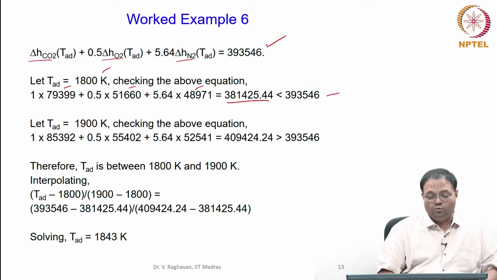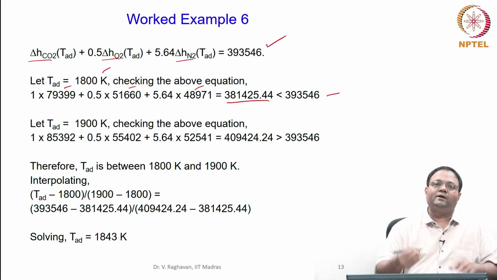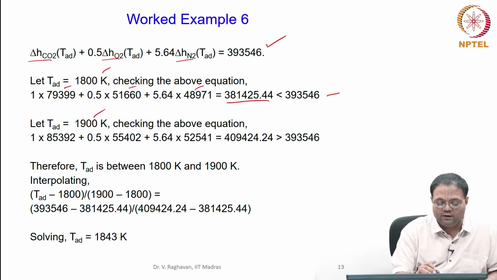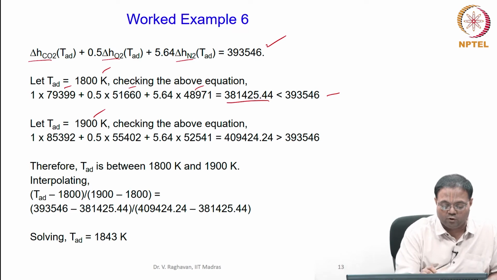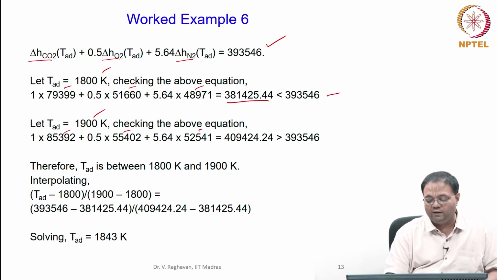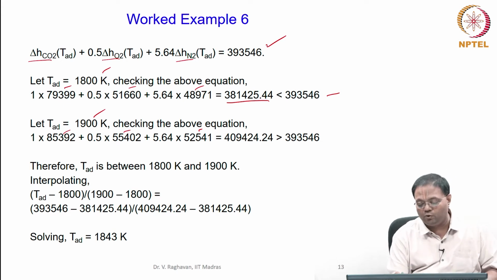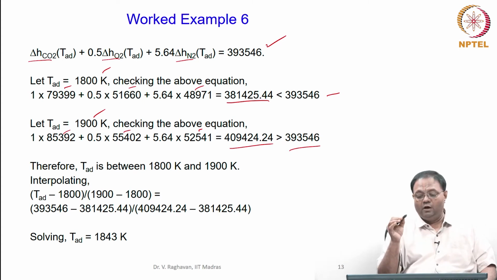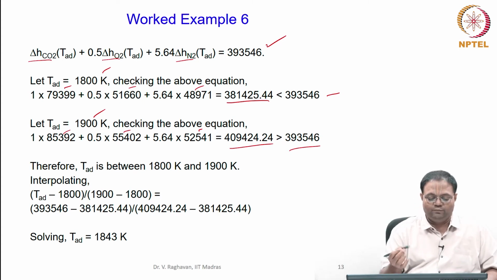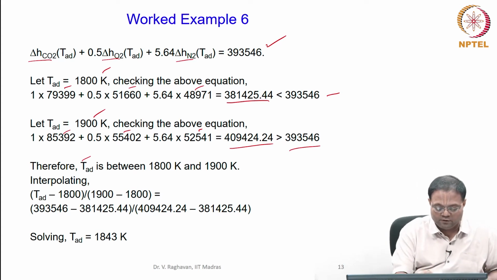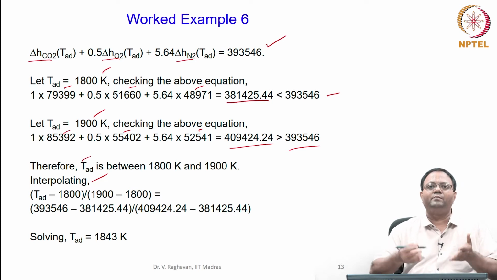Okay. Since it is lesser, I now increase the gas temperature to 1900, and again retrieve the values of delta HCO2, delta HO2 and delta HN2 at 1900. These three are the values. When I substitute, I overshoot: I now get a value greater than what is required. This means the adiabatic flame temperature should be in between these two. We just interpolate linearly between these two.